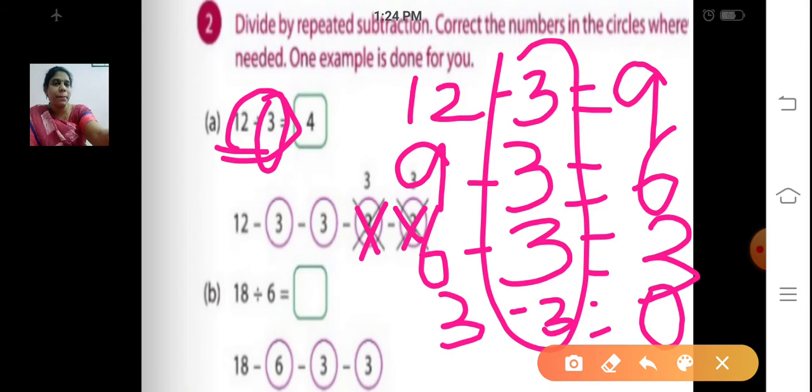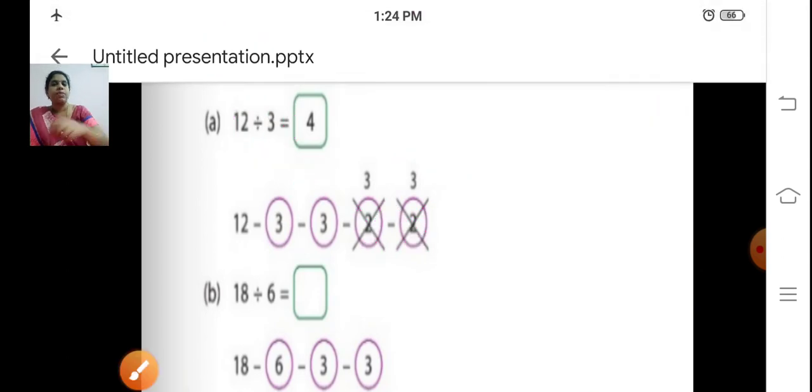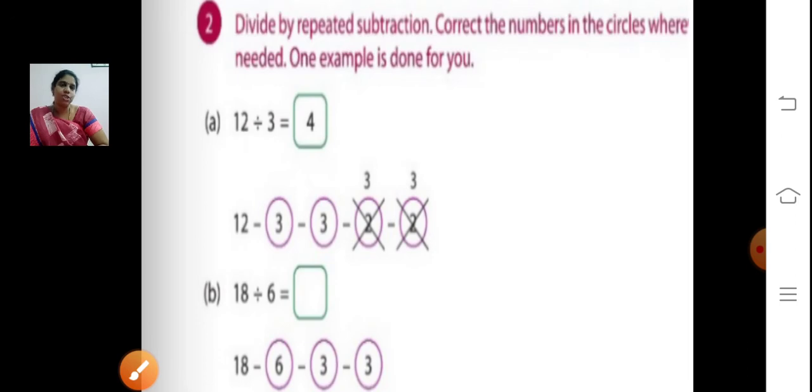So how many times have we subtracted? 1 time, 2 times, 3 times, 4 times. So that is the answer. When you divide 12 by 3, the answer is 4. Initially they were having 12 chocolates or something, maybe 3 children. So how will you divide that? You are going to do repeated subtraction, 12 minus 3, minus 3, minus 3, minus 3, till you get the answer 0.